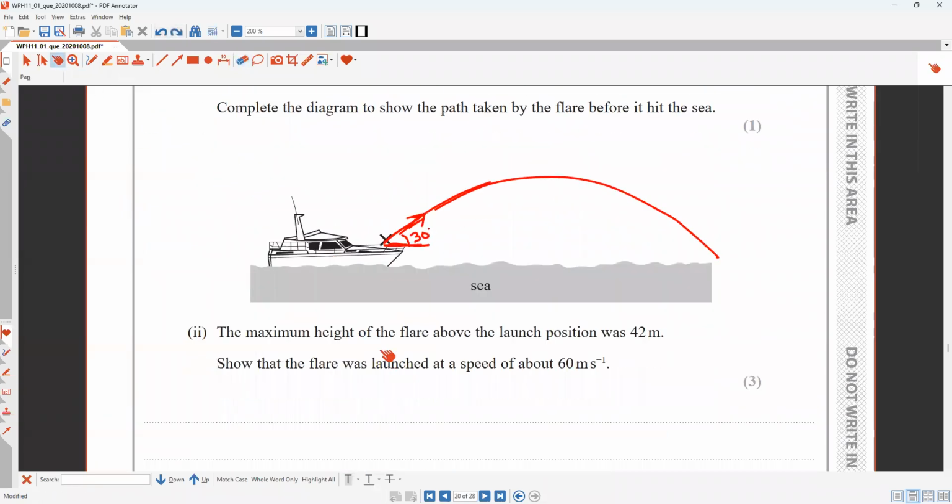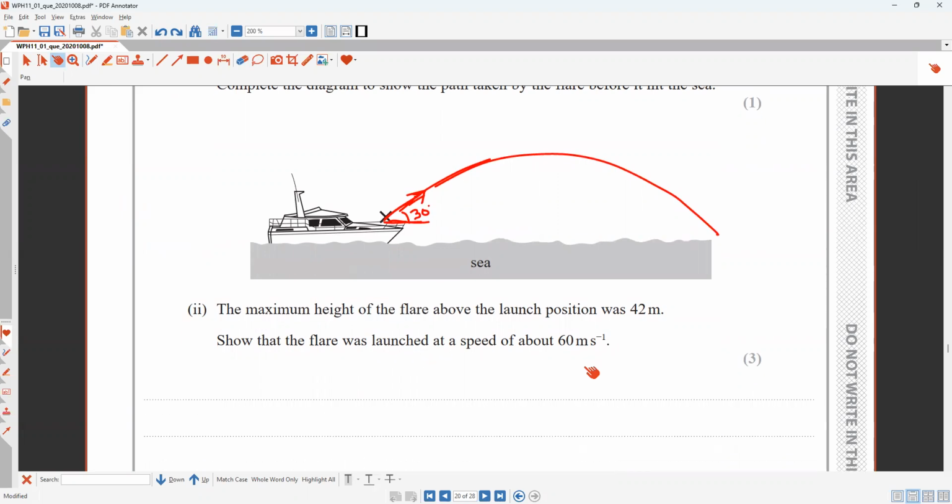So now, the maximum height of the flare above the launch position was 42 meters. Show that the flare's launch speed was 60 meters per second. So what they said is, this is the height of the flare. The height from where the flare was shot, and it went to a maximum height of 42 meters. So remember what I say. Here your final velocity is 0 and your initial velocity will be u sin 30.